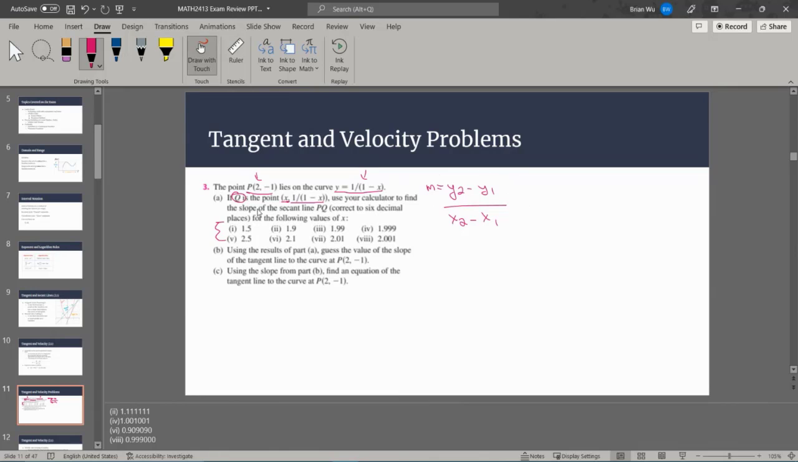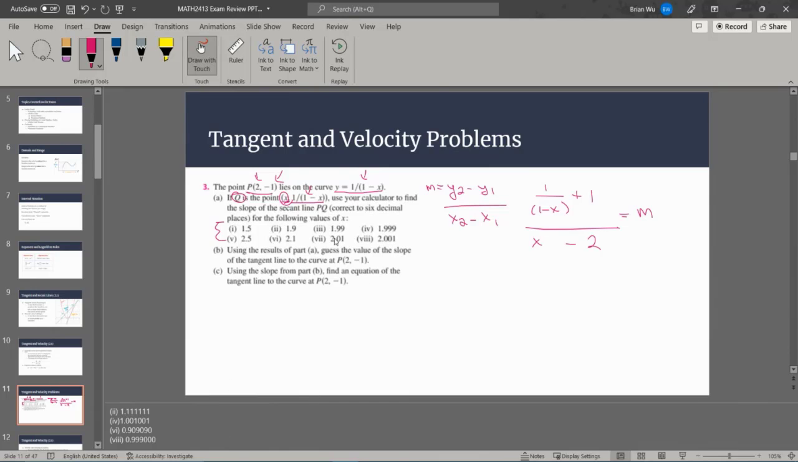So we have y2, and we're going to use Q. Q's y value is 1 over 1 minus x, and then minus negative 1, which makes it plus 1, all over Q's x minus 2. And this is equal to our slope.